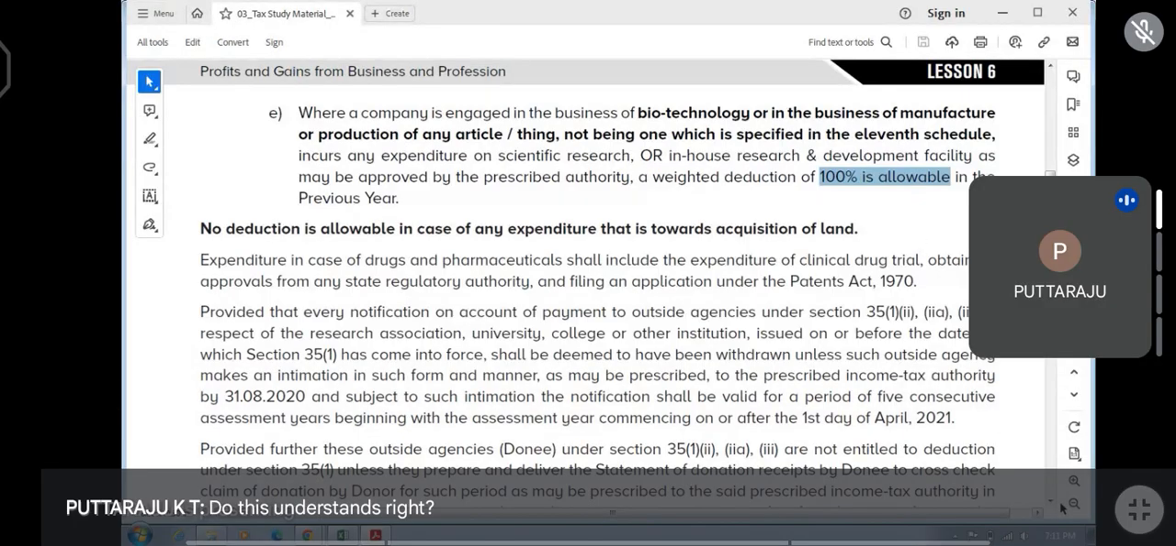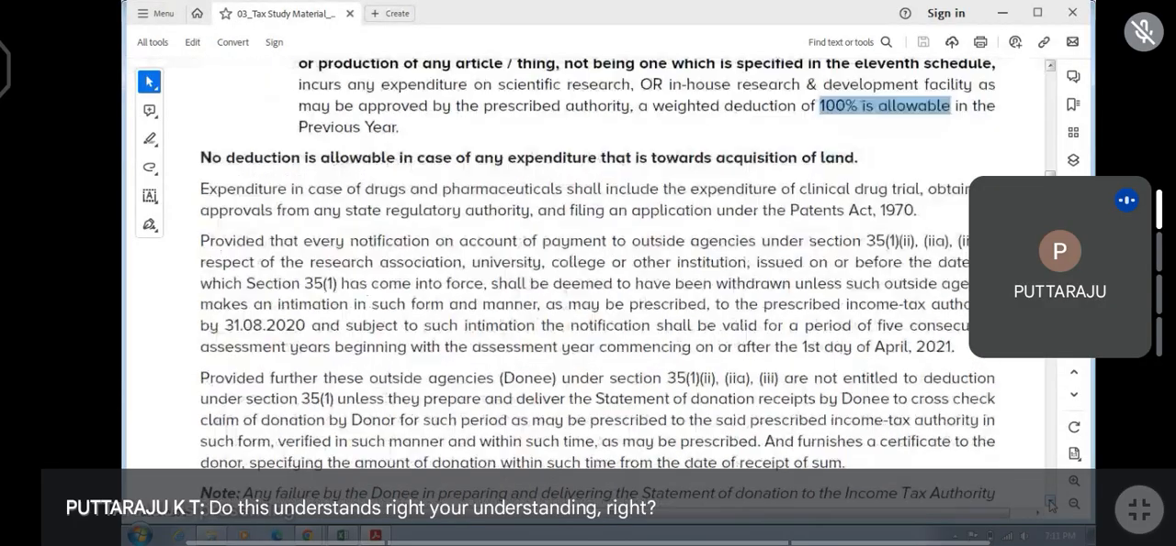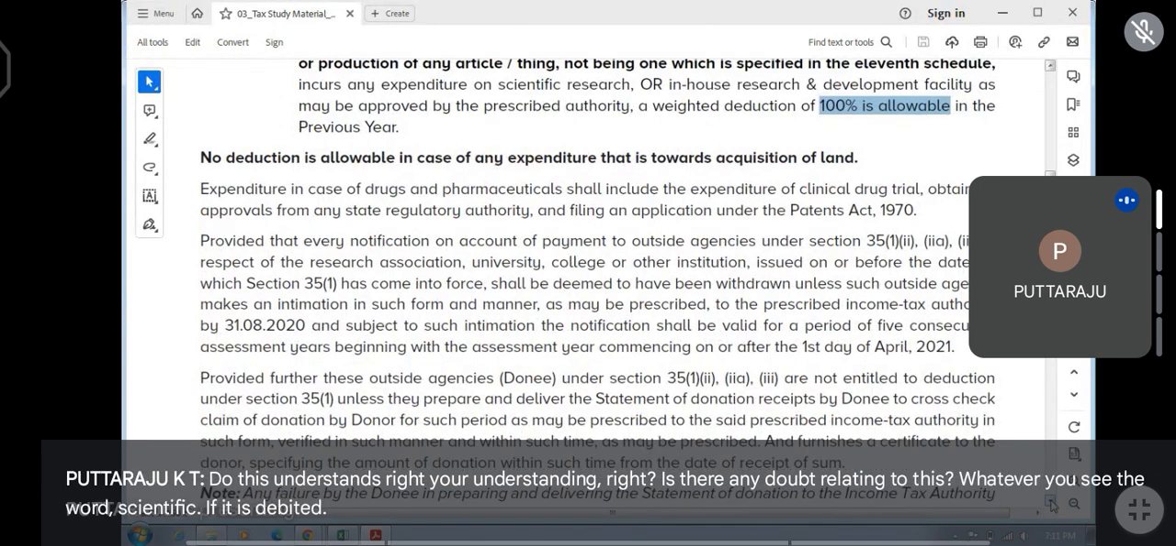You are understanding, right? Is there any doubt relating to this? If it is debited, revenue expenditure, don't do anything.